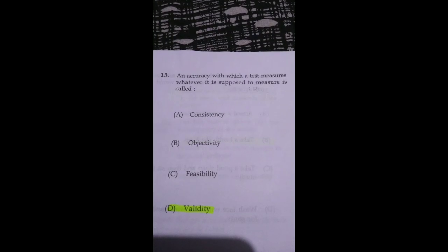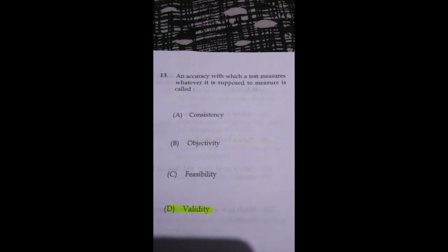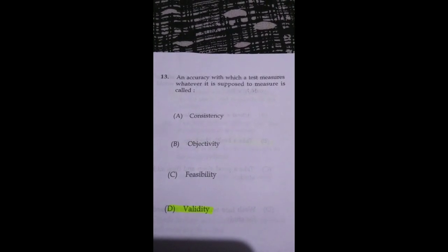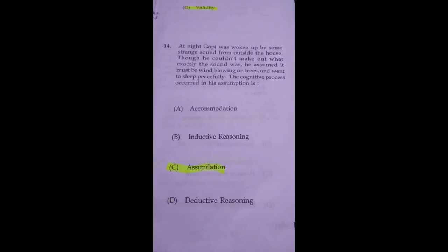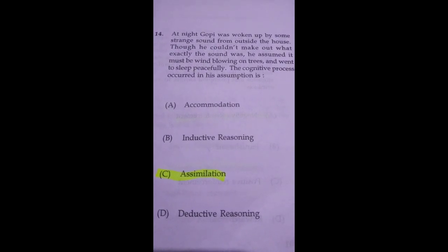The accuracy with which a test measures whatever it is supposed to measure is called consistency, objectivity, feasibility, or validity? Answer is validity.